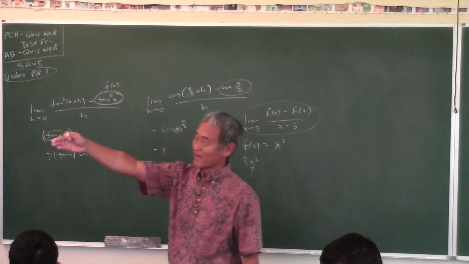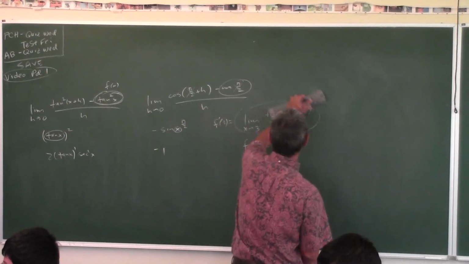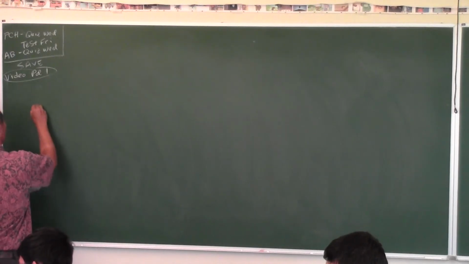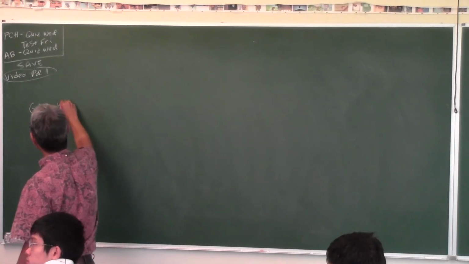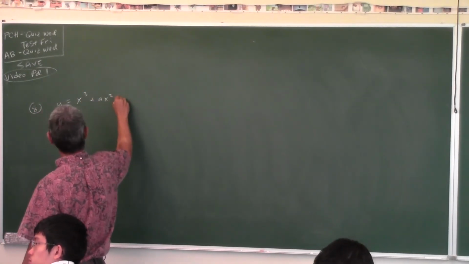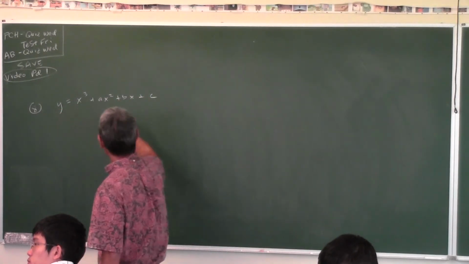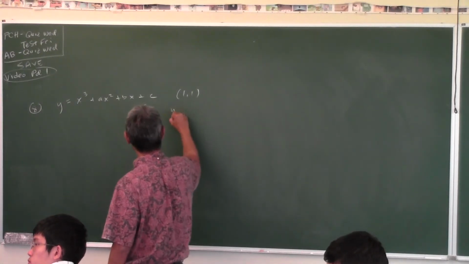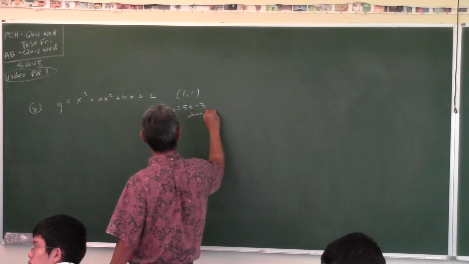Here's a problem that my AB students have problems with, number 8. Why don't we do that on the board? Every year they have problems, and I'm guessing some of you would too. This problem is probably on the test. y equals x cubed plus ax squared plus bx plus c. Find the values of a, b, and c so that this graph passes through the point (1, 1) and is tangent to the line y equals 5x minus 3 when x is 0.